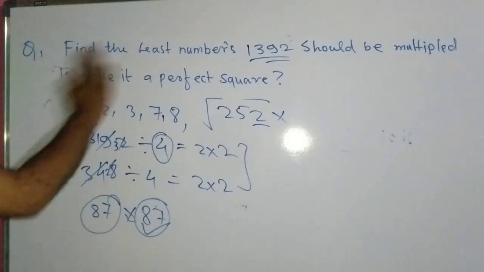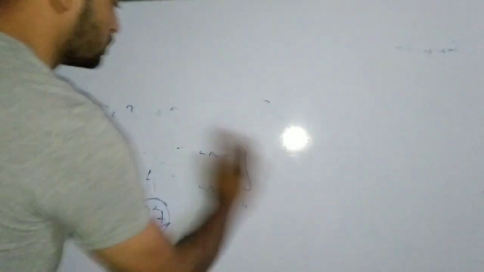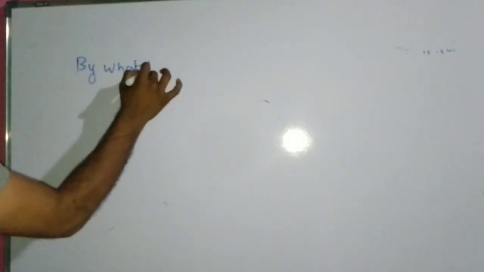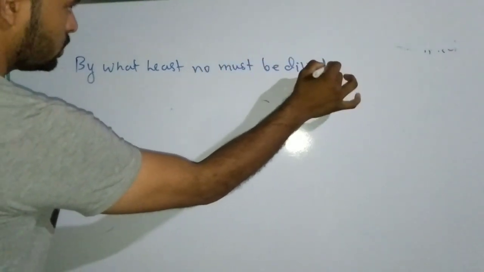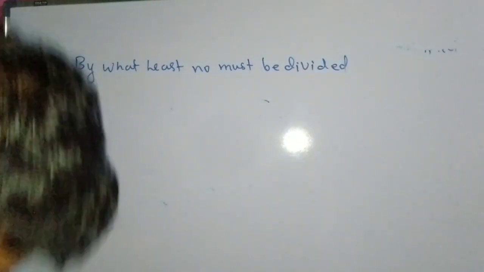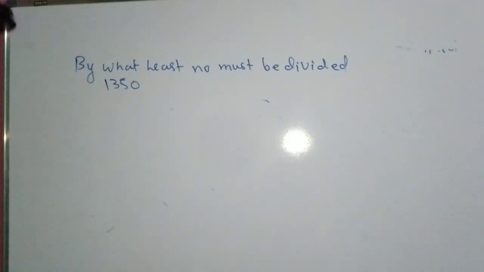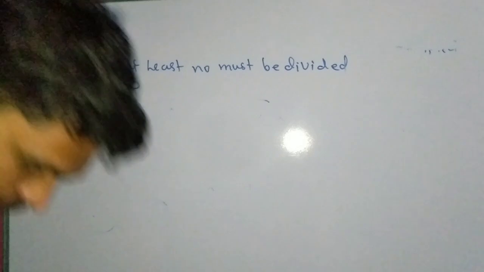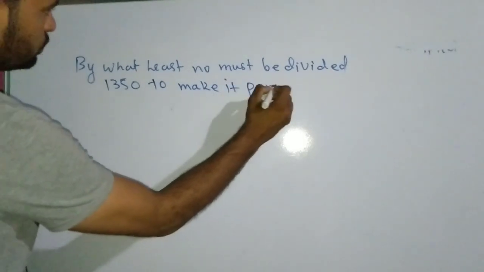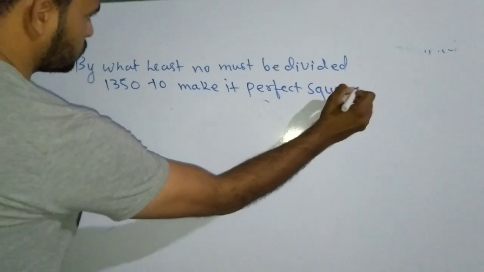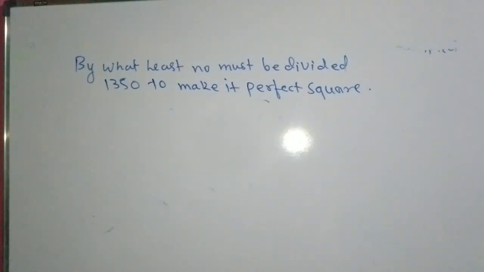Let's find the third question answer. So our third question is: by what least number must 1350 be divided to make it a perfect square? By what least number must 1350 be divided to make it a perfect square?